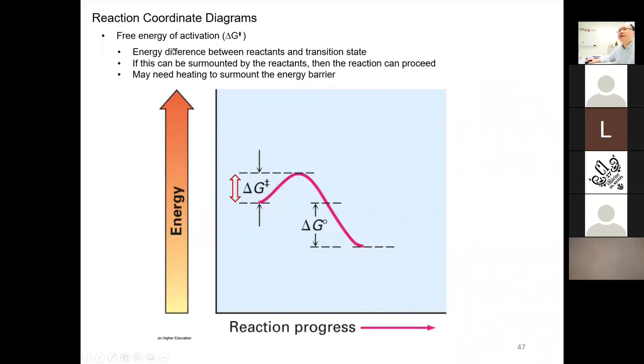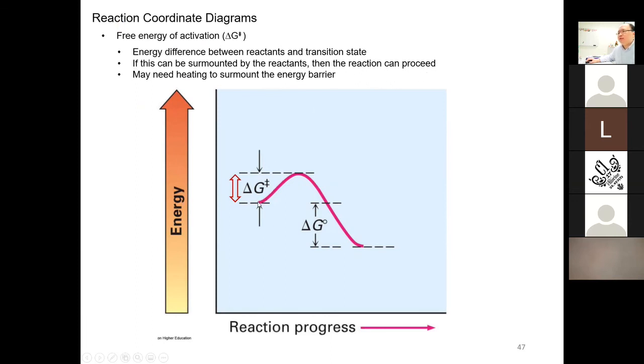Okay, then the free energy of activation, delta G double dagger, is the energy difference between the starting material and the transition state. It's different from the energy difference between the starting material and the product, which is the free energy change. It's not the free energy of activation change. So it's the energy difference between reactant and transition state. Keep that in mind. And if this can be surmounted by the reactants, then the reaction can proceed.